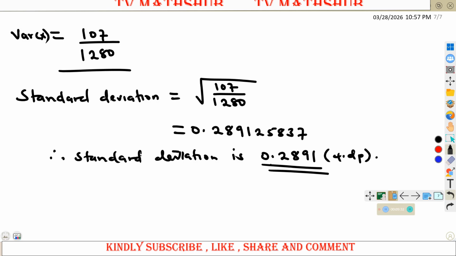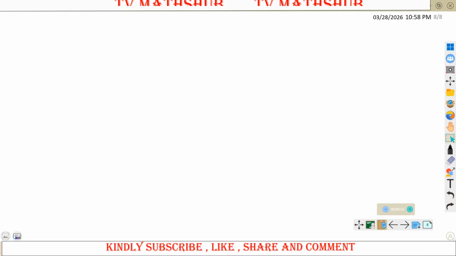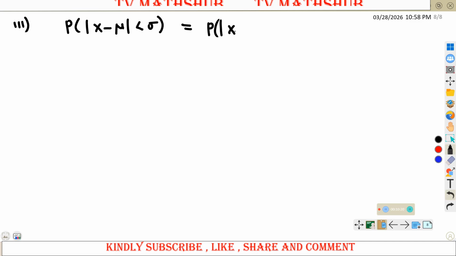Next, let us look at part C, which requires us to get the probability of the magnitude of X minus mu being less than the standard deviation. So let us look at that solution. Part 3: we need the probability that the magnitude of X minus mu is less than rho, which is the standard deviation. This is the same as the probability of the magnitude of X minus this one here, which we got as 9 over 16. So that is the same as 0.5625.